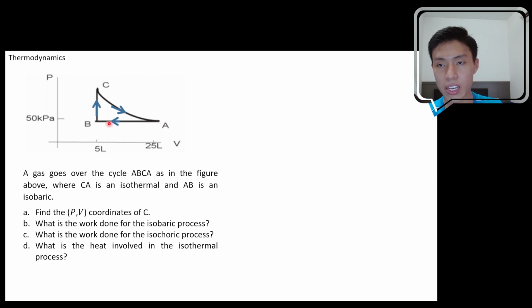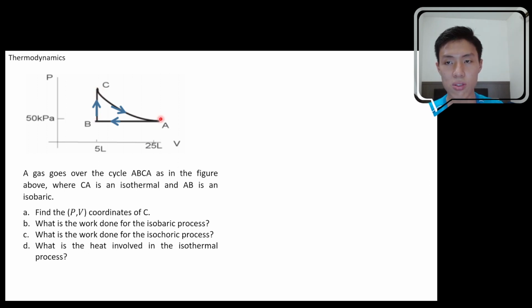So it starts from A to B. So A to B, what happened here is pressure is kept constant. So it's an isobaric kind of process. And because the volume decreases from 25 liter to 5 liter, it's an isobaric compression. Okay, from B to C, you can see that the volume is kept constant at 5 liter, whereas the pressure is increasing. So for this one, we know that volume is constant, it is an isovolumetric process.